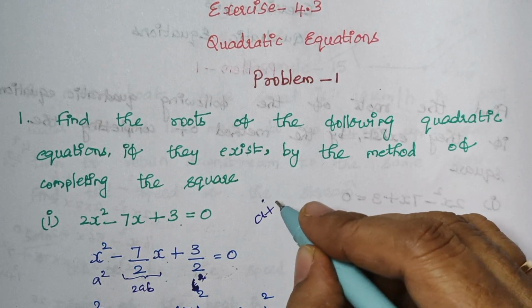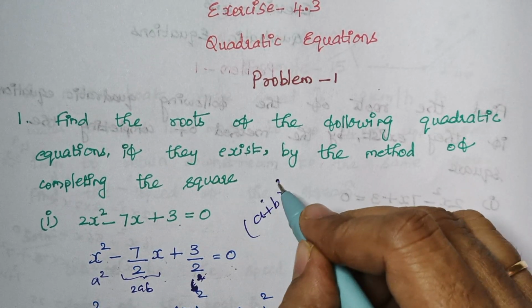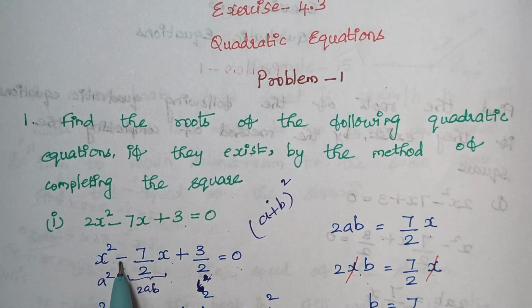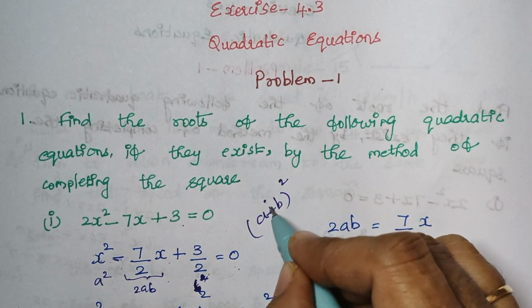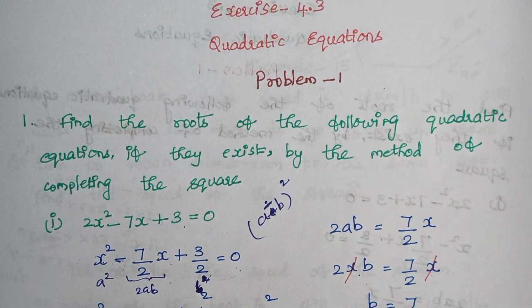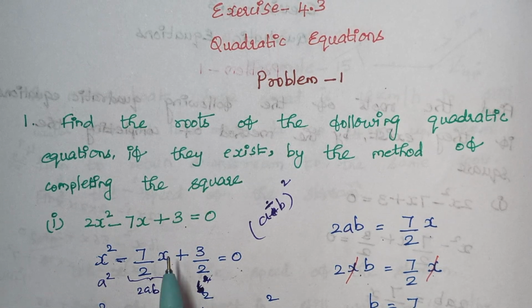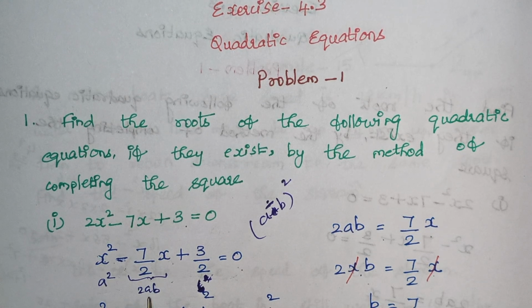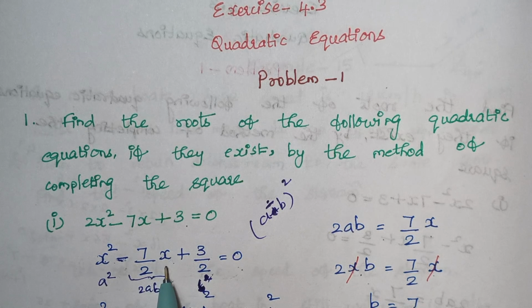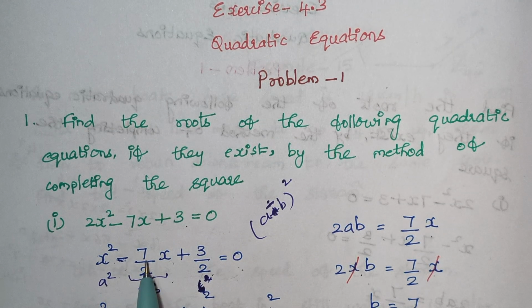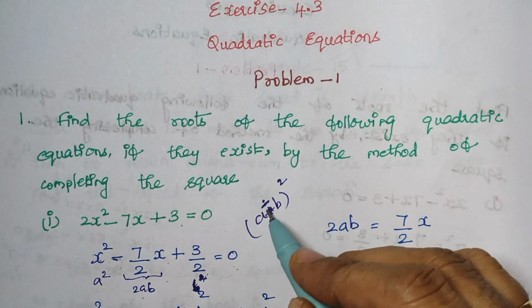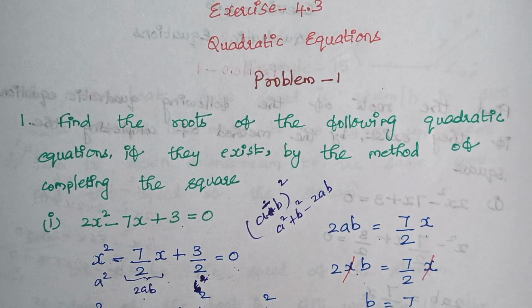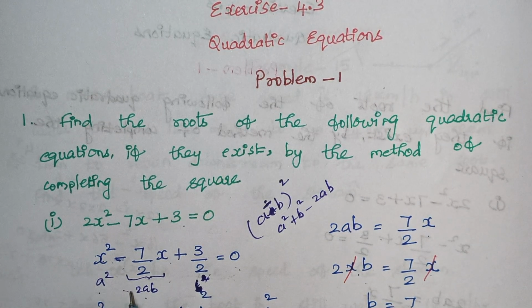Now we are going to modify this expression in the form of a plus b the whole square, right? A plus b or a minus b. Since here we have a minus sign, we are going to modify it in the form of a minus b the whole square. So in the place of x square I have a square, and in the place of 2ab I have this 7 by 2x. So I am going to equate these two terms, because the a minus b whole square formula is a square plus b square minus 2ab. So here I have this a square minus 2ab.